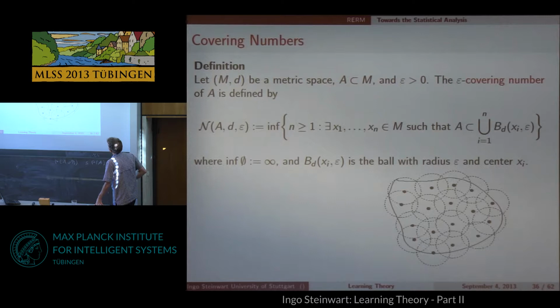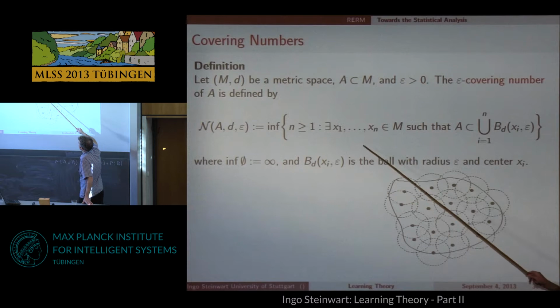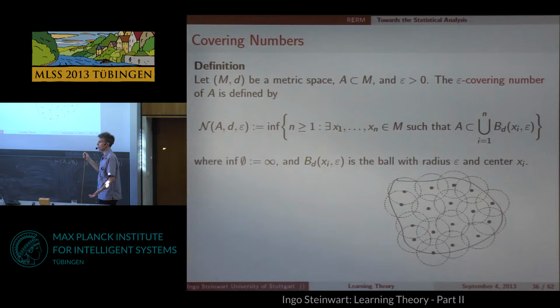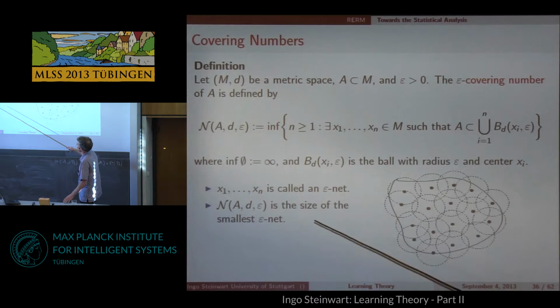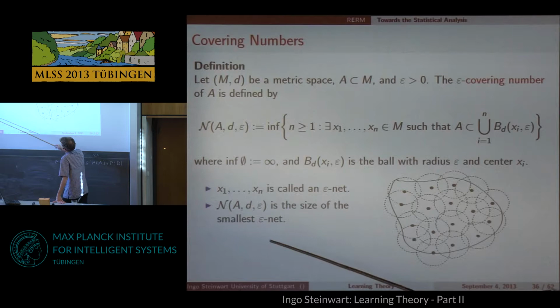And the epsilon covering number now looks for the smallest such set x1 to xn. We do not just want to find some set x1 to xn, we want to find the smallest one, a kind of minimal covering set. There are, in general, infinitely many covers, indeed, and we want to find the smallest one. Okay, so this is the basic idea. As I said, points x1 to xn with this property are called epsilon nets, and the epsilon covering number is simply the size of the smallest epsilon net.